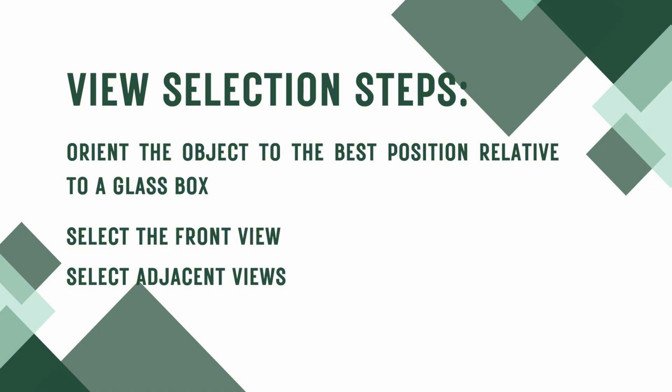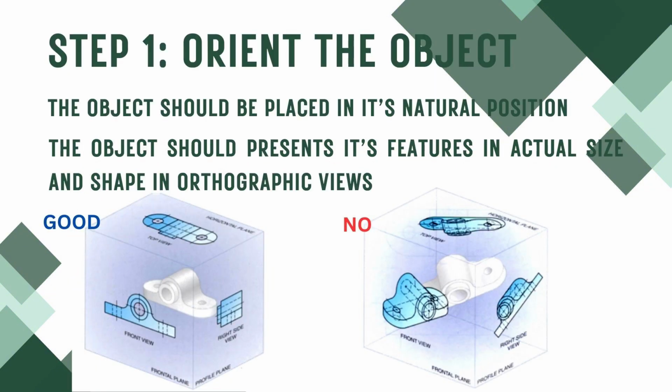Orient the object to the best position relative to a glass box. Please arrange the object in the best possible spot from which you will receive the most details when drawing orthographic projections. Select the front view. Select adjacent views like top view and side view. Step 1. Orient the object. The object should be placed in its natural position. The object should present its features in actual size and shape in orthographic views.